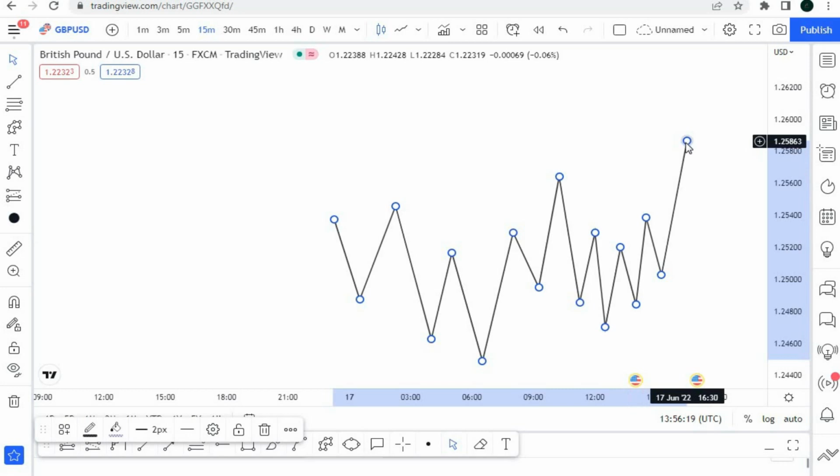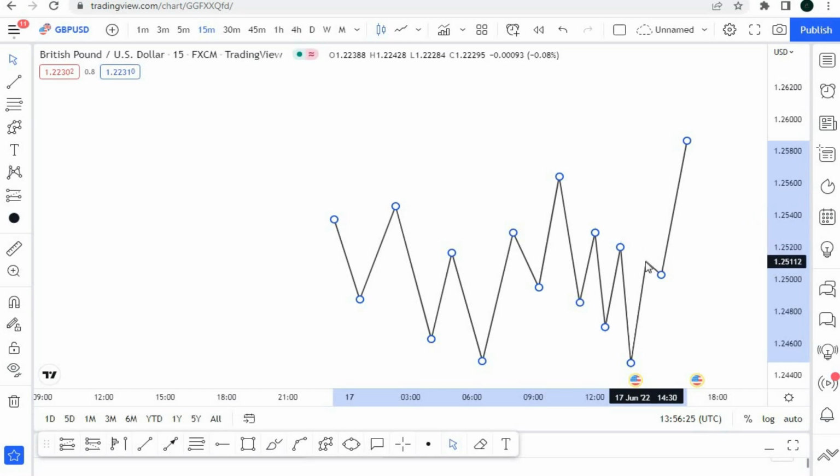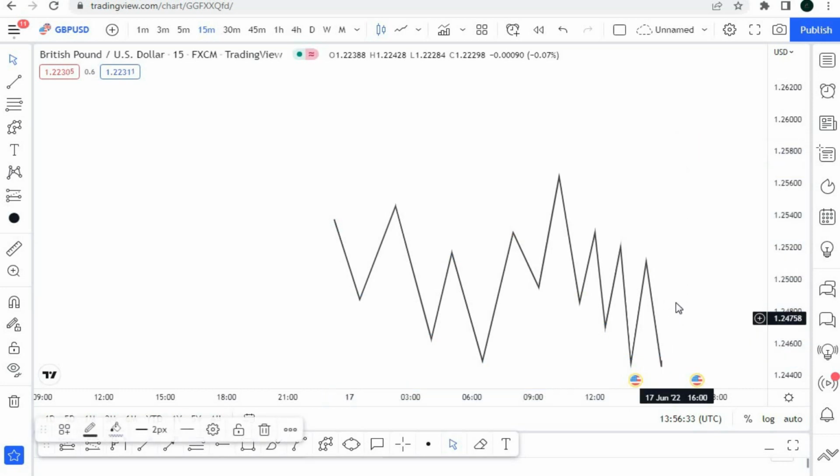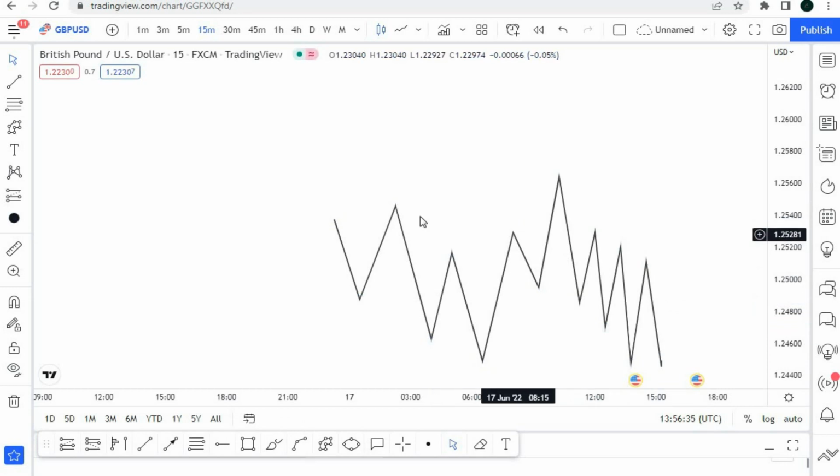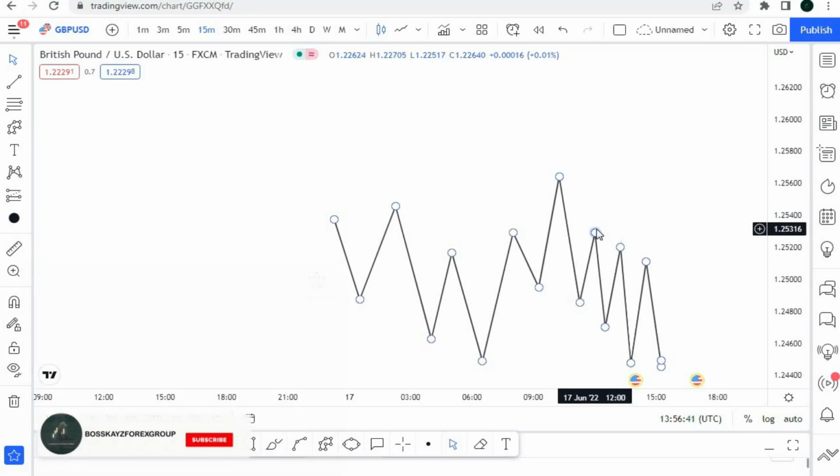But if price doesn't give you that and continues going down, meaning that demand zone area will now become weak. So that's what you have to understand. You have to validate that this last lower high is being taken out.